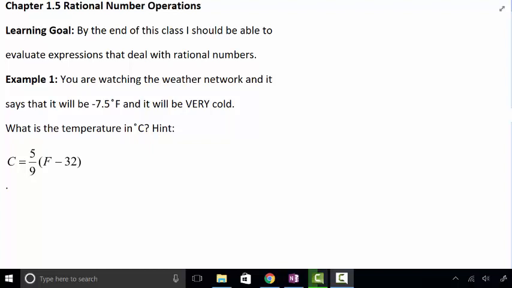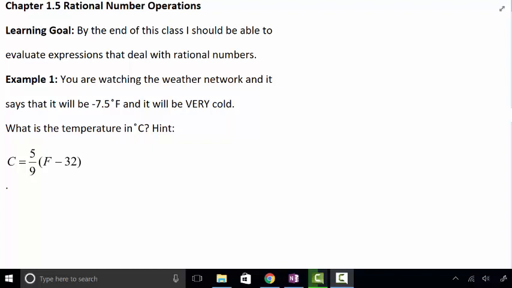Okay, so this is chapter 1.5, rational number operations. By the end of this class, I should be able to evaluate expressions that deal with rational numbers. So example number 1 says you're watching the weather network and it says that it will be negative 7.5 Fahrenheit and it will be very cold. What is the temperature in Celsius?